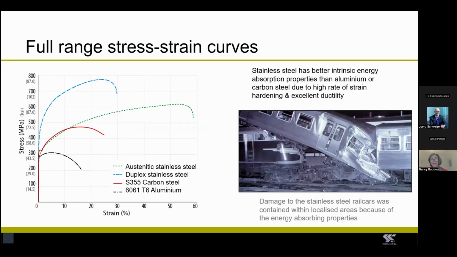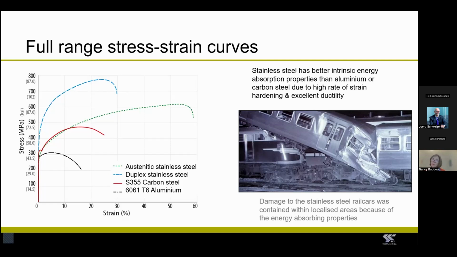Now I'm going to show you the full range stress strain curves, taking us right up to fracture. And this enables us to compare the ductility and the energy absorption of stainless steel and carbon steel. What will strike you is that the austenitic stainless steels, in green, are considerably more ductile than carbon steel. You can't always benefit from this very high ductility, and indeed in some cases it's not helpful, but in some places you can.